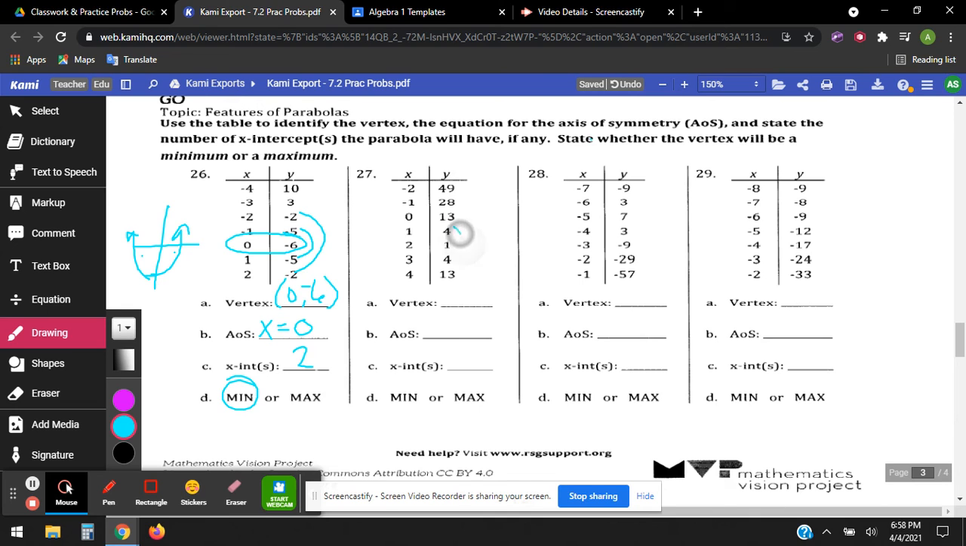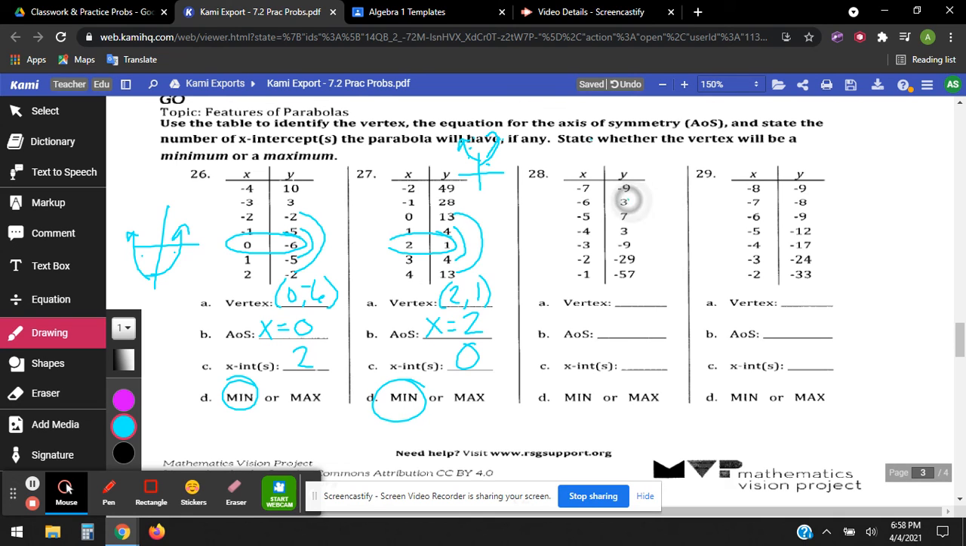All right, for here, looking for my repeats. So my vertex is 2, 1. Axis of symmetry matches that vertex x. So here, looks like I'm only doing positive numbers. So if I look at it, it's 2, 1, and then I go up to 4 and keep going up, which means I would have no x-intercepts, and that's still a minimum.